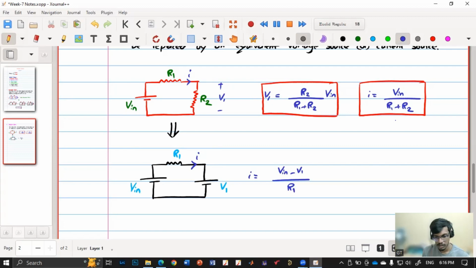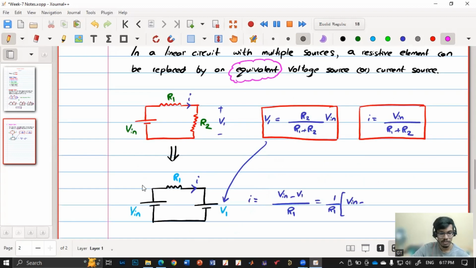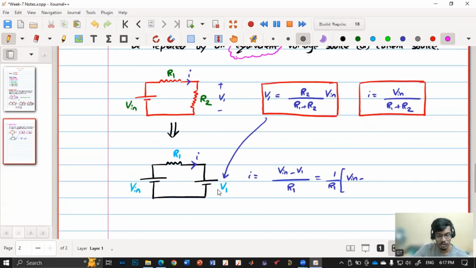Yes, the new circuit. I will bring the R1 outside, and V in is V in, and V1, what is V1? This is the same value, right? Because when I say equivalent, the term equivalent is very important. Whatever is the voltage across that resistor, we need to replace that resistor with that voltage source only. So V1 is R2 by R1 plus R2 into V.